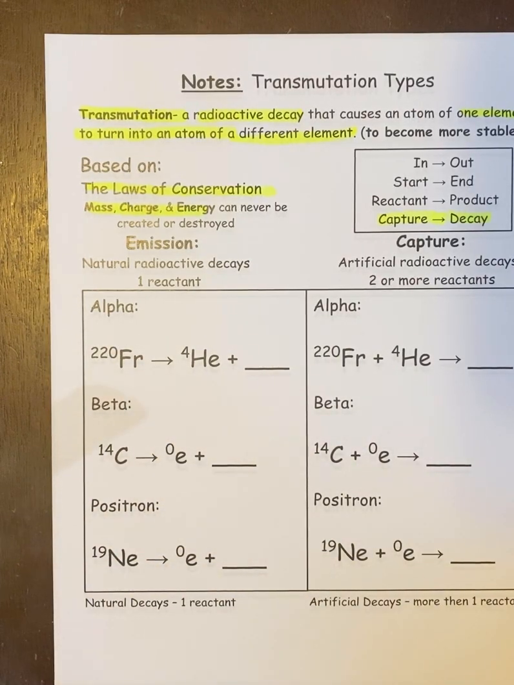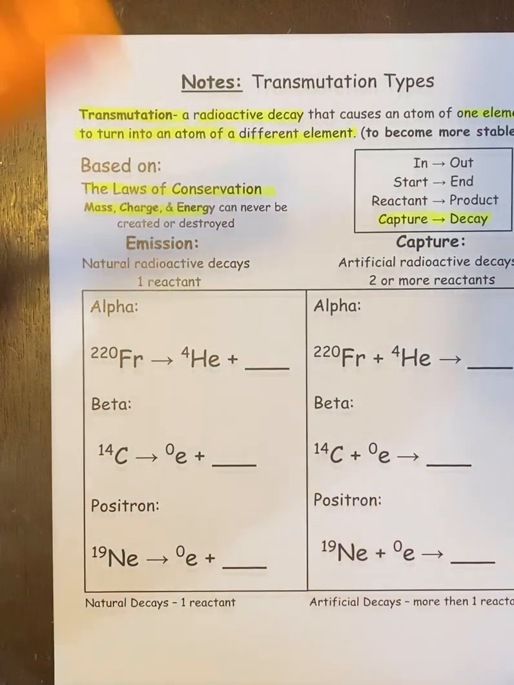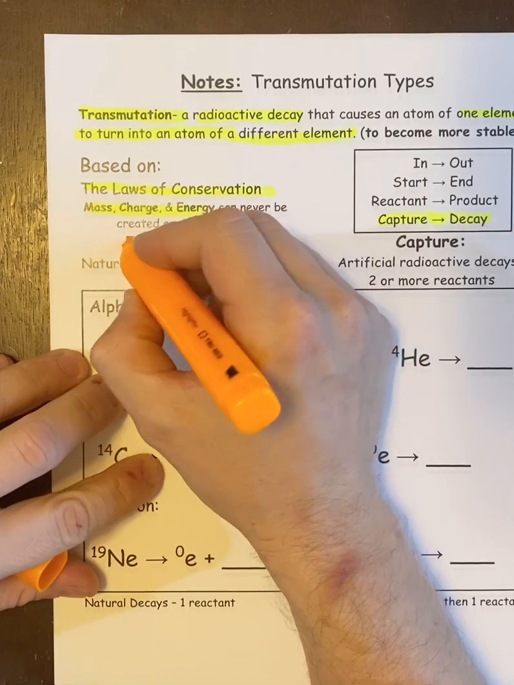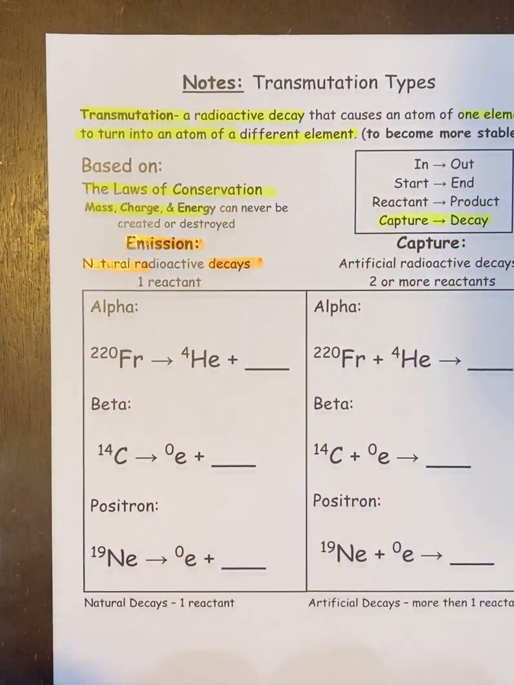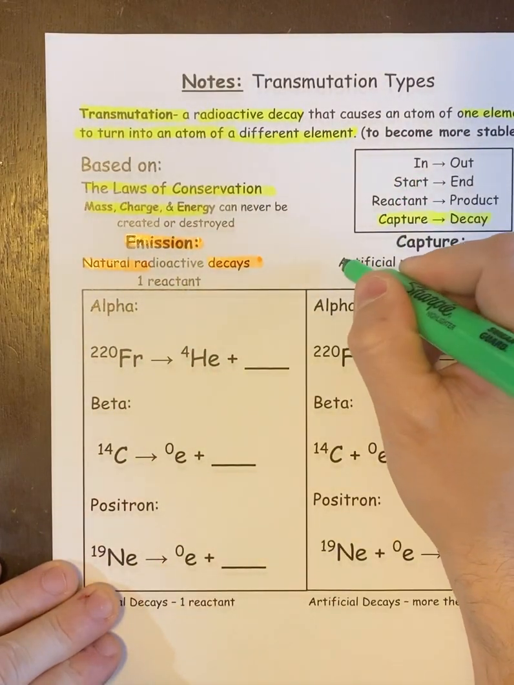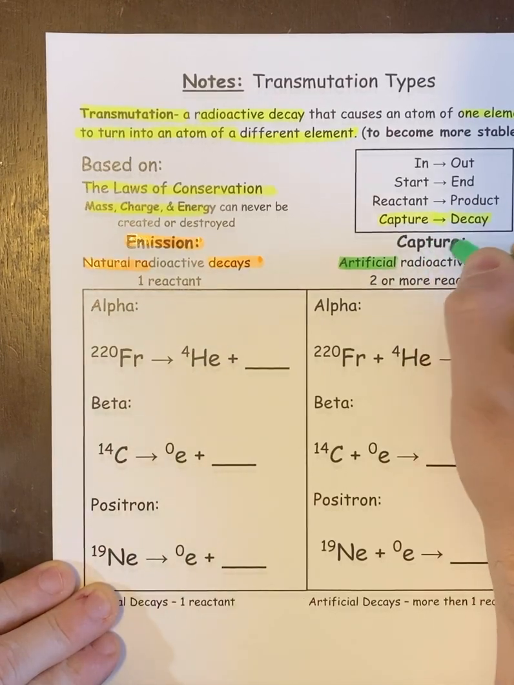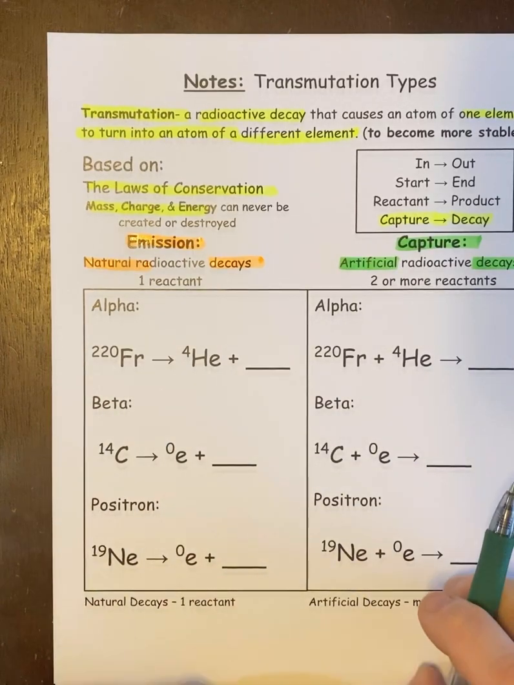So an emission is what we would call a natural radioactive decay. So the thing is, when you think of emissions, they are natural decays, whereas captures are going to be artificial, which means that happened in a lab and it was done by a scientist. It didn't happen in nature, okay? So let's look at alpha emission, right?